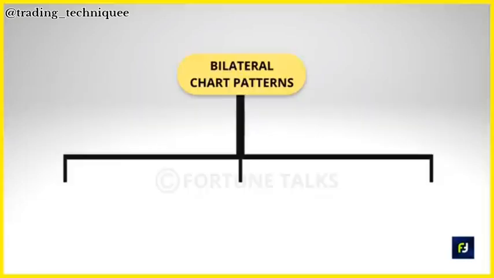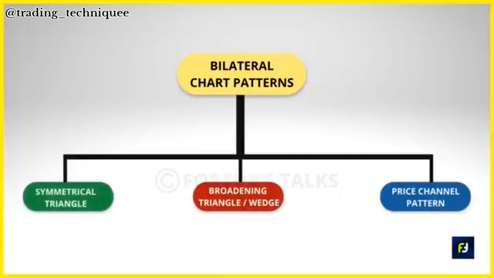In this part, we are going to discuss 3 bilateral patterns, how they work, and how to take trades, including the entry, targets, and stop losses. Now, the 3 bilateral patterns under discussion are number 1, the symmetrical triangles, followed by the symmetrical expanding triangles or broadening triangles, and finally channel patterns, that is, rising channel and falling channel patterns.